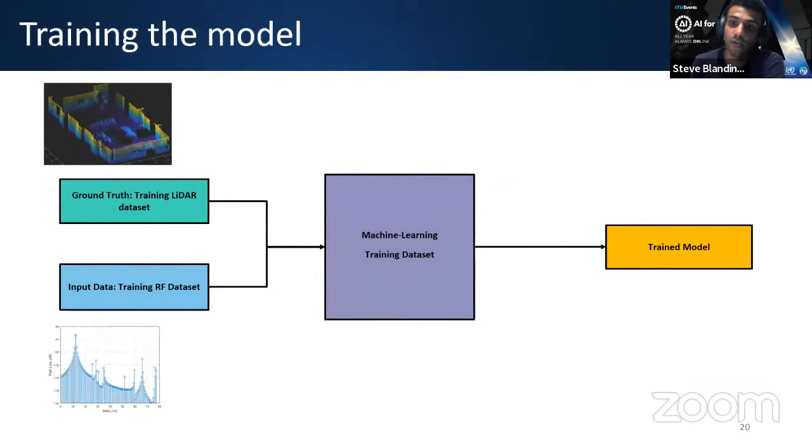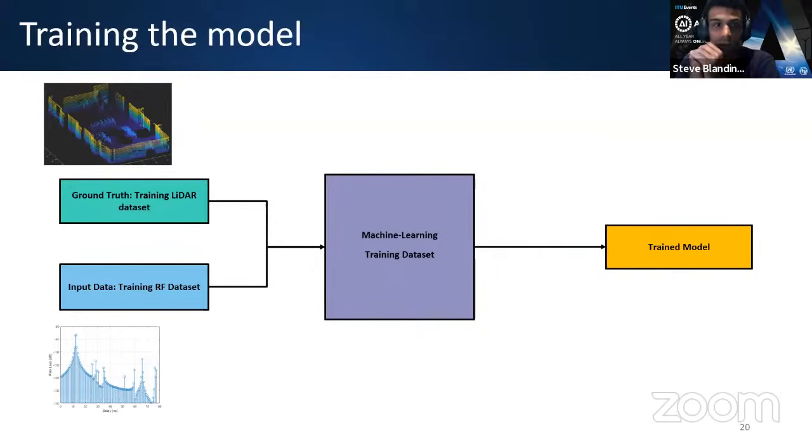So if we look at the process of the design of the model, we would expect that at the beginning we can design a model by training it with a data set composed of the LiDAR data set that we are providing and the RF data set that we are providing. And this is going to be collected in one of the areas that has been shown.